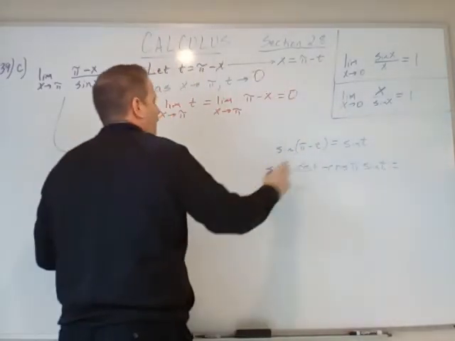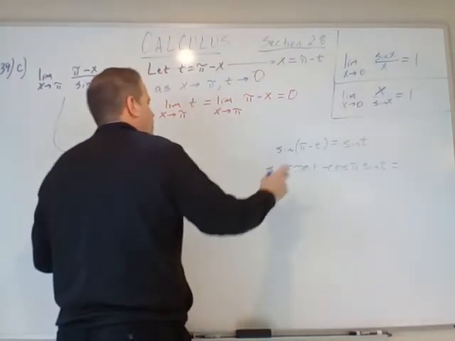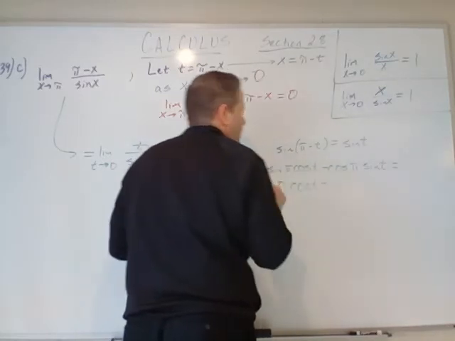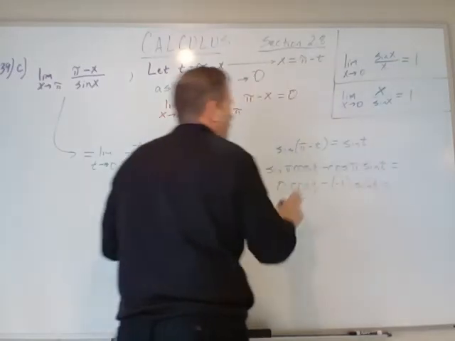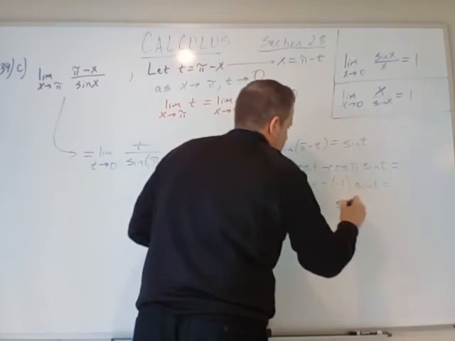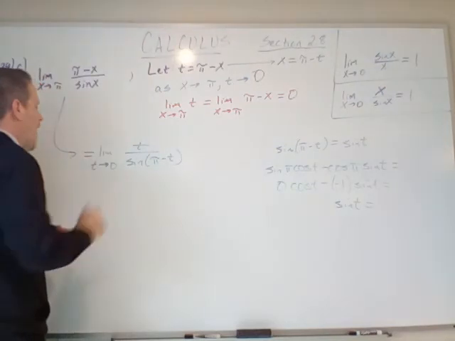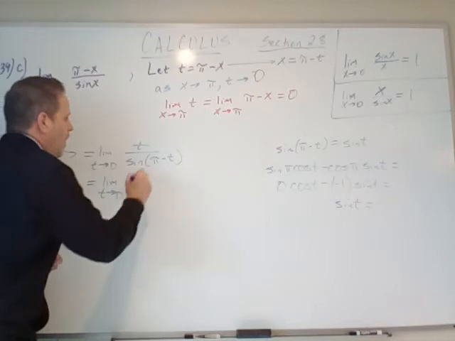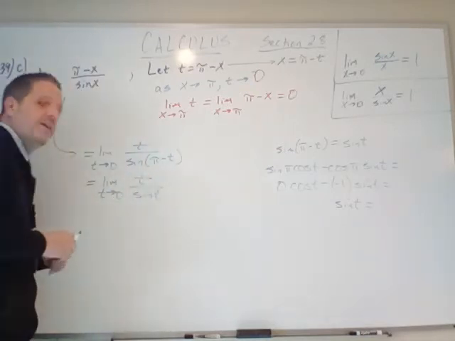So I've got sine pi cosine t minus cosine pi sine t. We know the sine of pi is 0 times cosine t minus cosine pi, which we know is -1, times sine t. So we end up with 0 minus negative sine t, or just sine t. So for this problem, that means that we've got our limit as t goes to 0 of t divided by sine t. And again, that should be familiar.